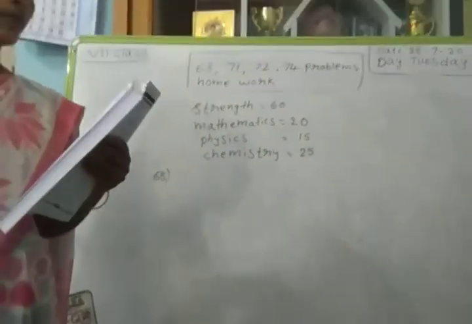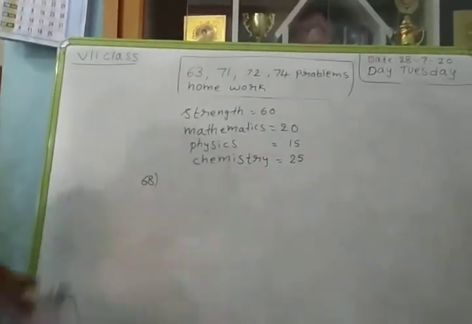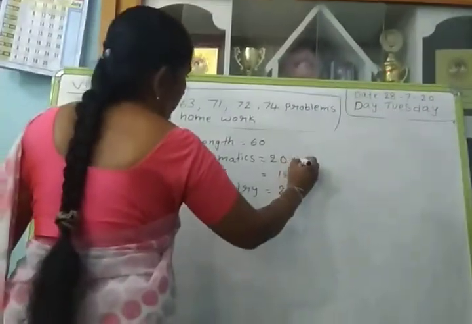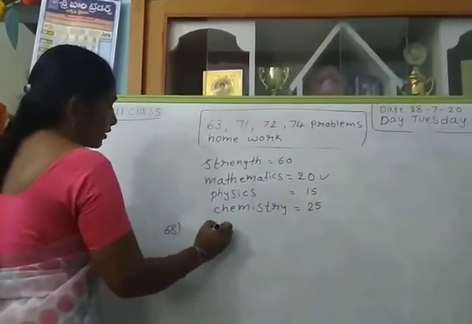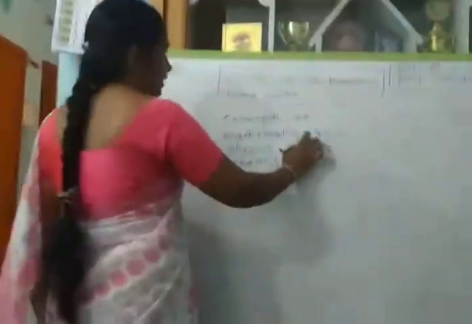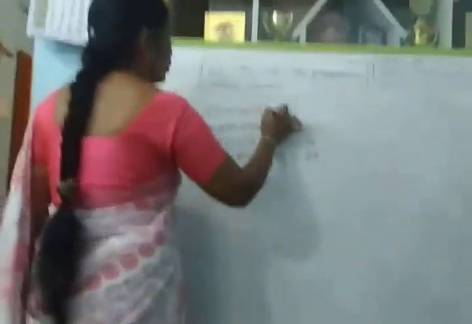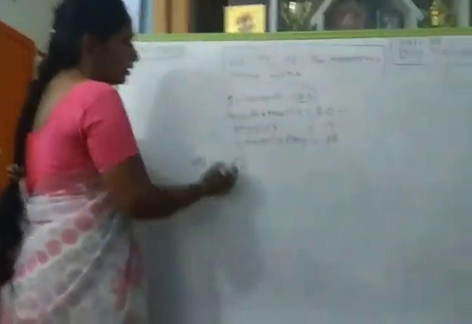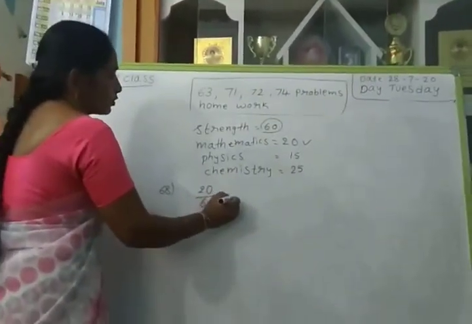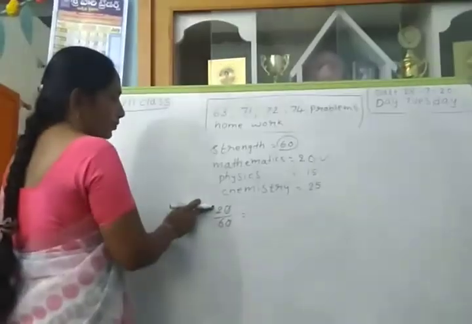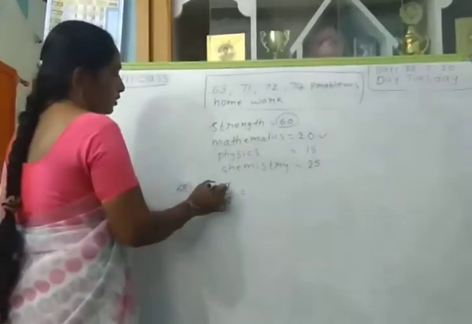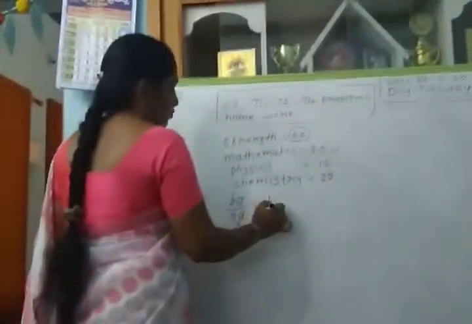The fraction of students who like mathematics. Mathematics, how many members here? 20. Fraction they are asking. What we have to do? Fraction. How many members are liking mathematics? 20. Total students 60 members, 20 out of 60 means 20 by 60. So if you convert into a fraction, what we have to do? Mathematics, how many members, and total strength we have to take. 2 ones are 2, 2 threes are 6. So what you will get? 1 by 3. So option B is correct.